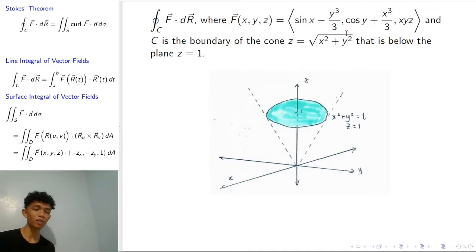So for Stokes' theorem, we consider the surface instead, bounded by your curve C. And that surface is essentially the plane z equal to 1, that circular surface there. Now, we need, of course, your normal vector. The normal vector for the plane is as simple as 0, 0, 1, of course. The normal vector is parallel to your positive z-axis.